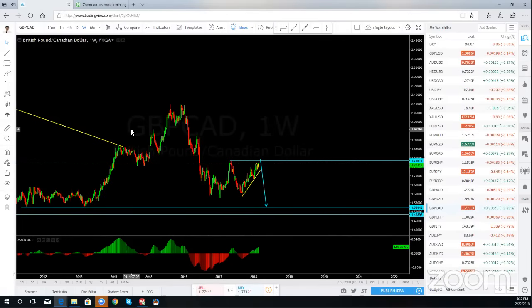The labeling looks very fancy, and I see some charts where these guys label a lot of ABCs and 1, 2, 3, 4, 5 all over the charts. And it's all wrong and all no good.